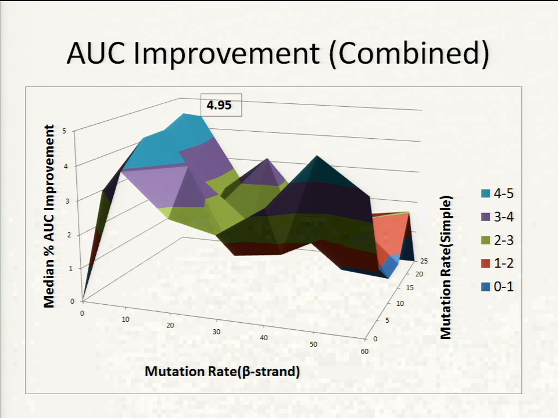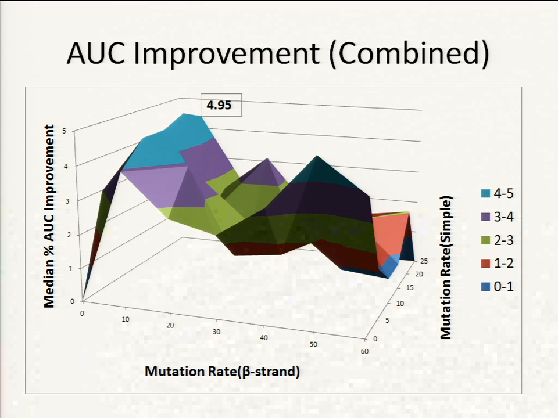For the combined approach, we have beta strand and simple mutation on the axes. The highest improvement for beta strand at 50% deteriorates as in simple mutation. But the performance improves as we add mutations, reaching 4.95% with a beta strand rate of 15% and a simple mutation rate of 15%.